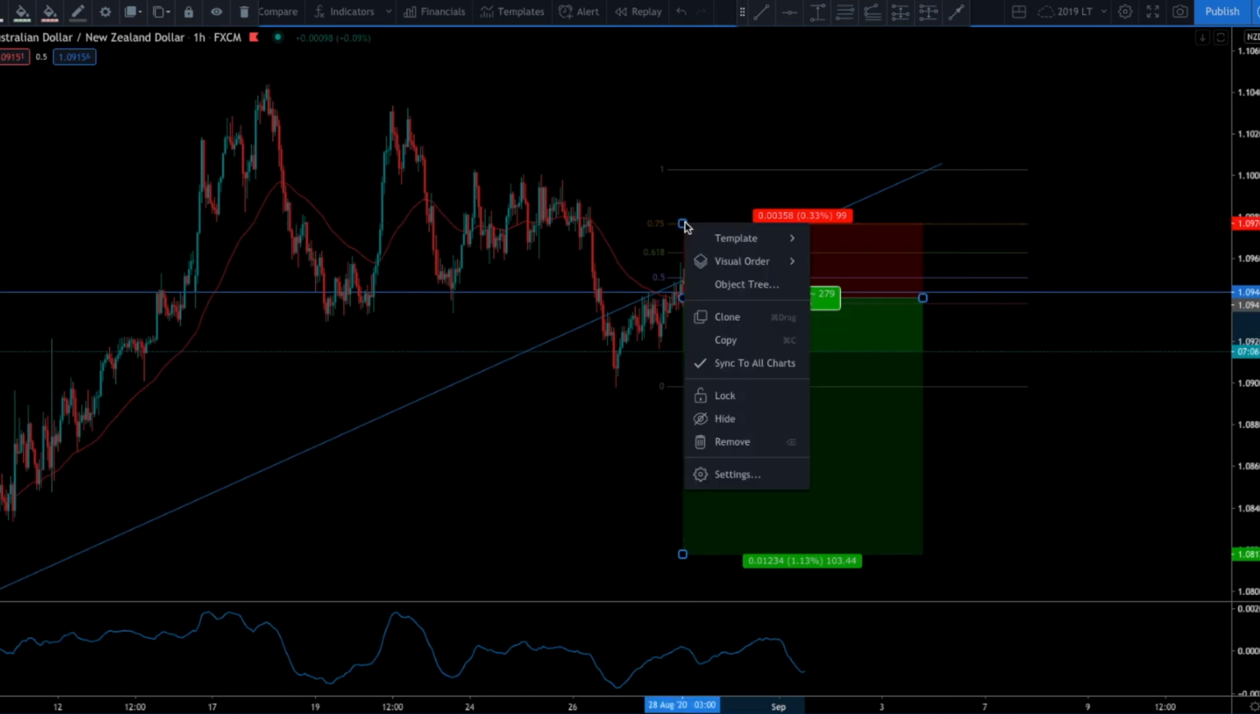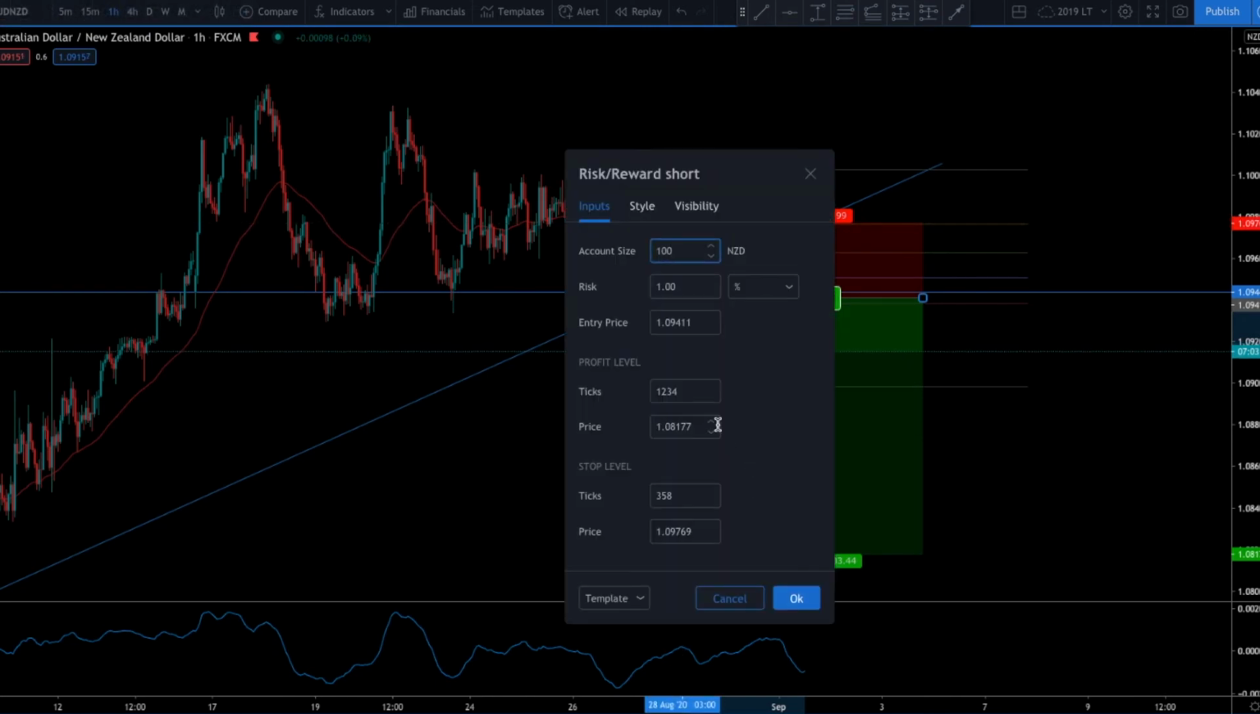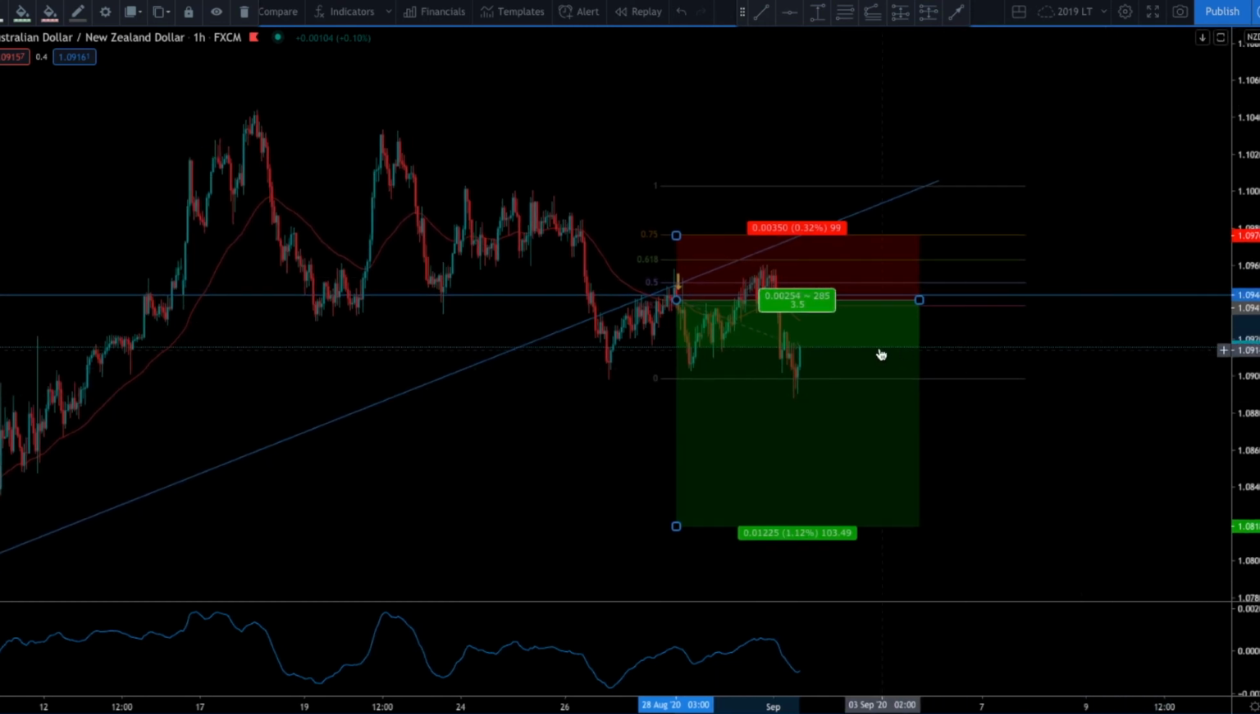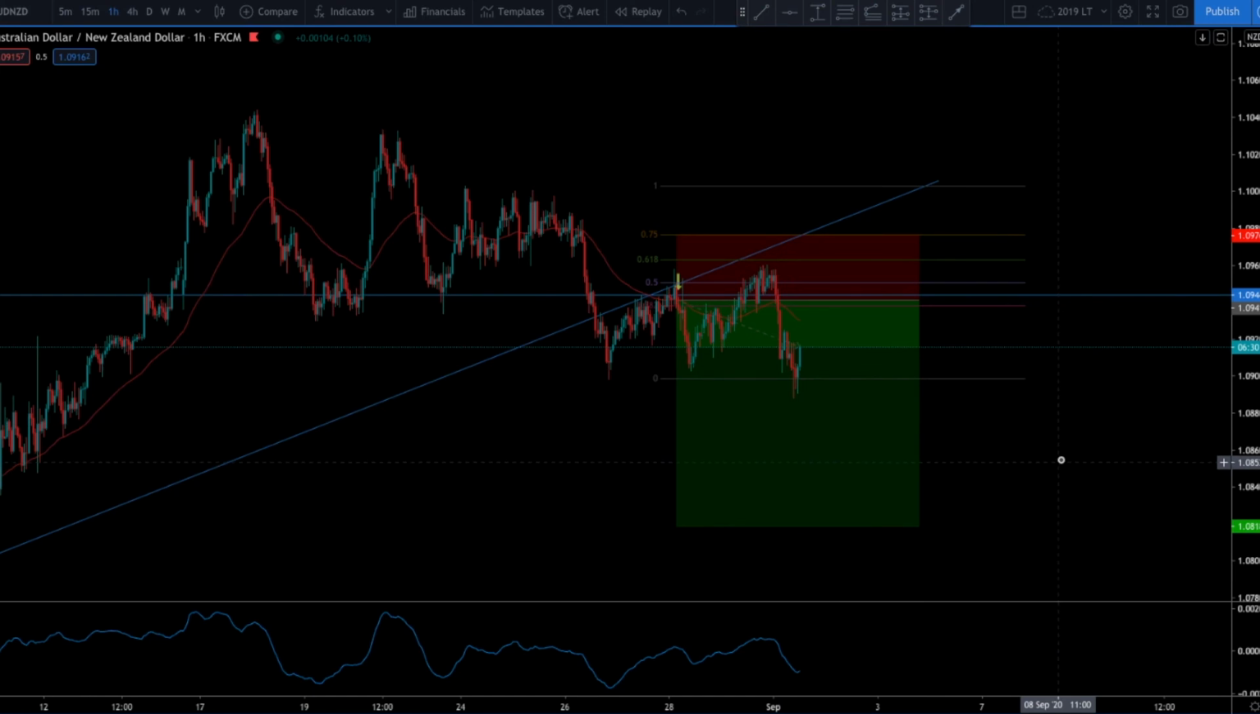At a 35 pip stop, 350, and I believe this was so 3.5% target roughly. There's support and resistance on the daily at 1.082 around here, so that's roughly where the target is. And I'll just be watching this, see how it plays out.